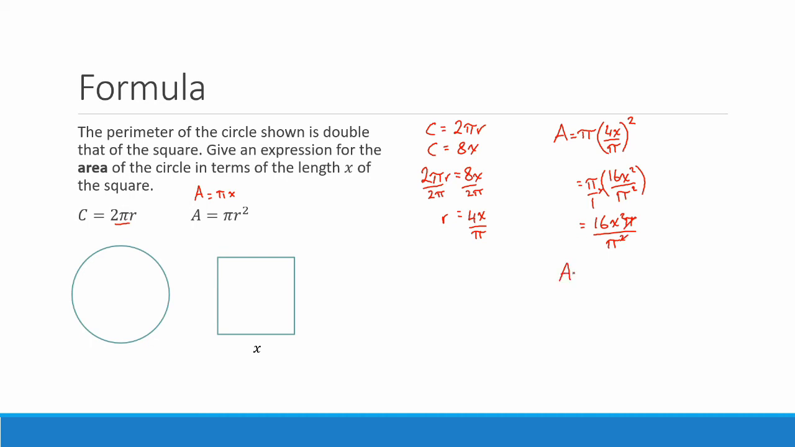And so our final answer is going to be 16x squared over pi. Okay, so there's no r there. It is simply an expression for the area in terms of x. So all we have is an x, some numbers, some operations, and that pi there. Because pi represents a number, we're allowed to leave it there. So that is our final answer.